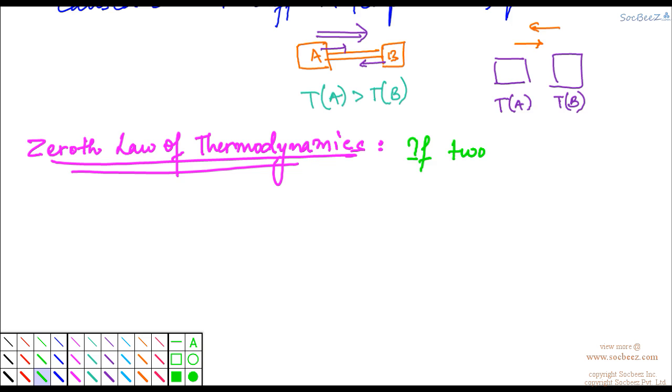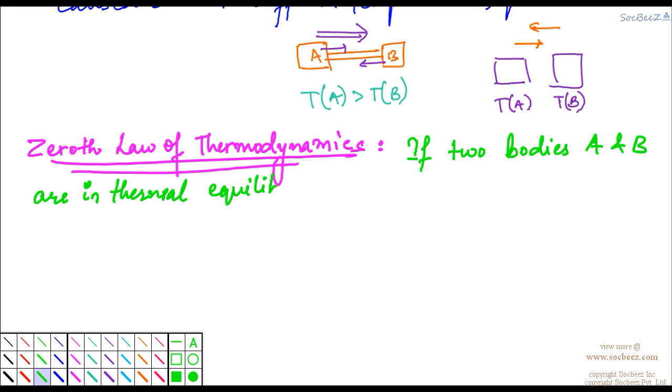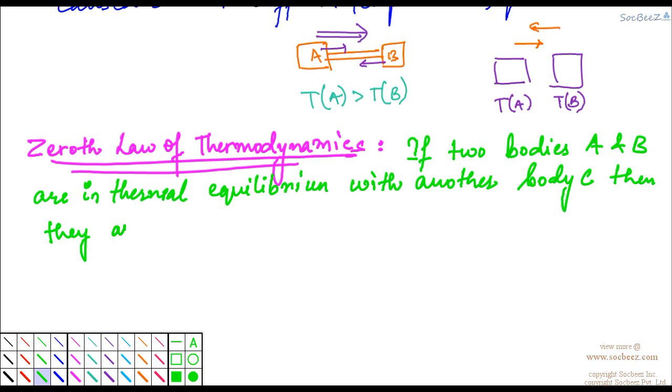if two bodies, A and B, are in thermal equilibrium with another body, C, then they are also in thermal equilibrium with themselves.